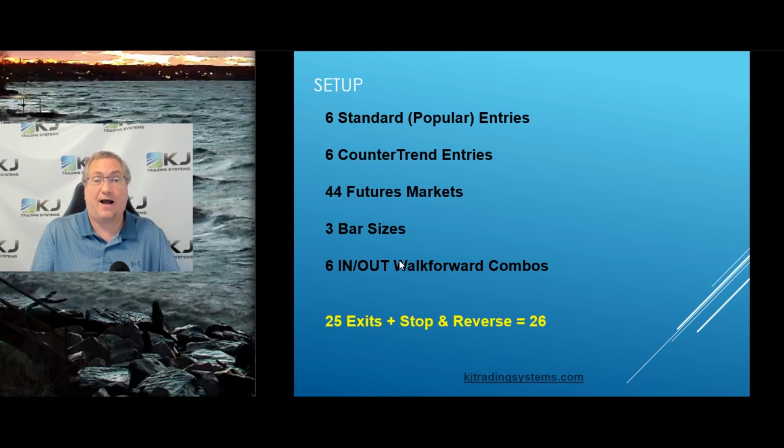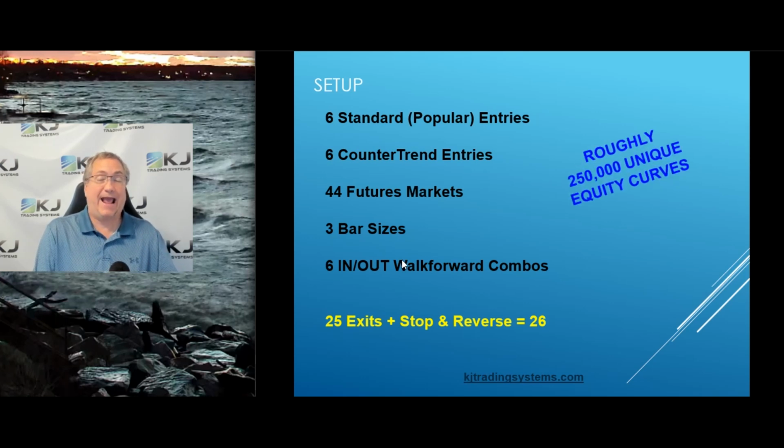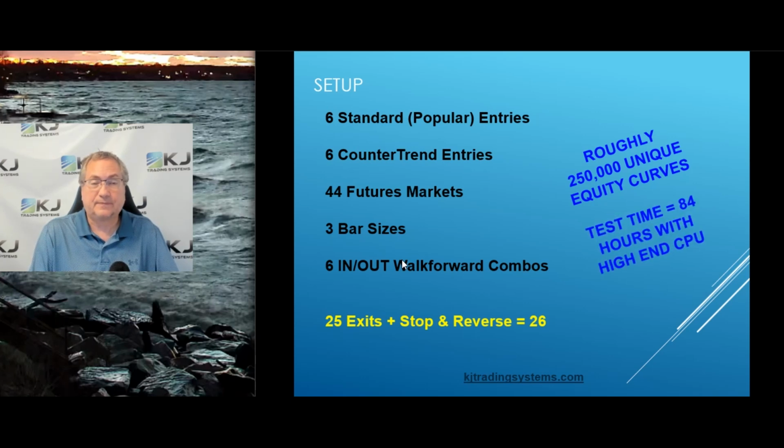One of the exits is a stop and reverse, which would be, hey, if this happens, buy. If something else happens, sell short. So it's always in the market, either long or short. But altogether, there's 26. And I generated for this study roughly 250,000 unique equity curves. And this took, with Multi-Walk, 84 hours on a pretty high-end computer that I have dedicated to testing. It still took 3.5 days to run continuously, and then compiled all the data.